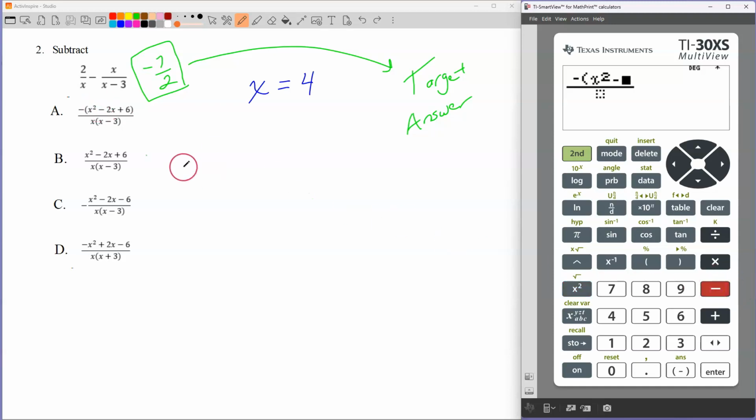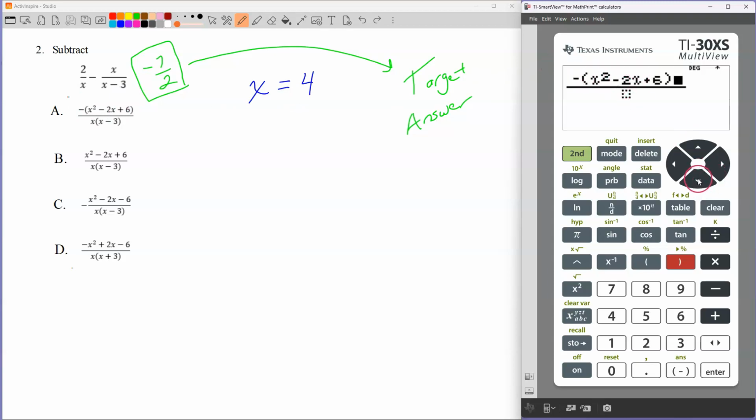Minus 2x, 2x plus 6, close your parenthesis. Make sure it's the same. The top numerator is the same. It matches up. The numerator here matches up with this.